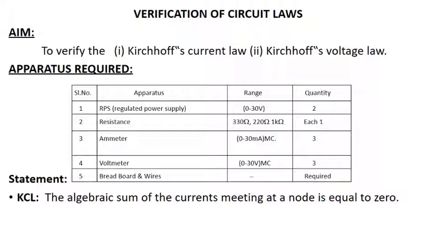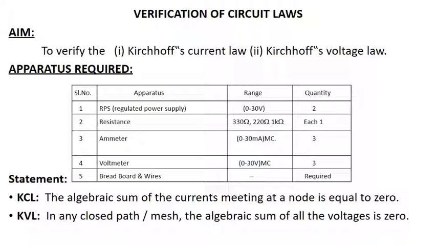What is KCL? The algebraic sum of the current meeting at a node is equal to 0. Otherwise, the incoming current is equal to the outgoing current. Sum of incoming current is equal to sum of outgoing current, which is KCL, Kirchhoff current law. And KVL: in any closed path, the algebraic sum of all the voltage is 0. Otherwise, we call it sum of voltage rise is equal to sum of voltage drop.